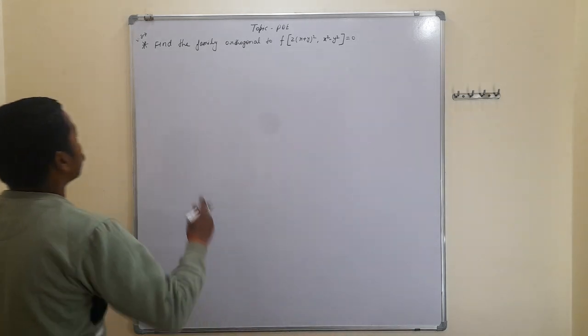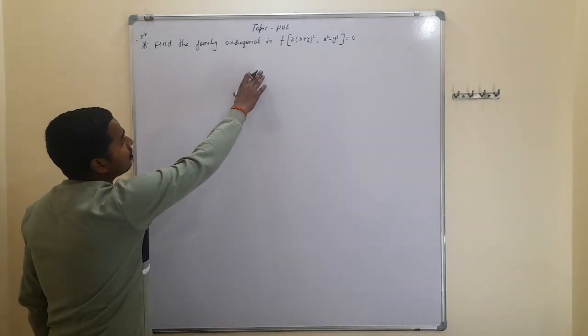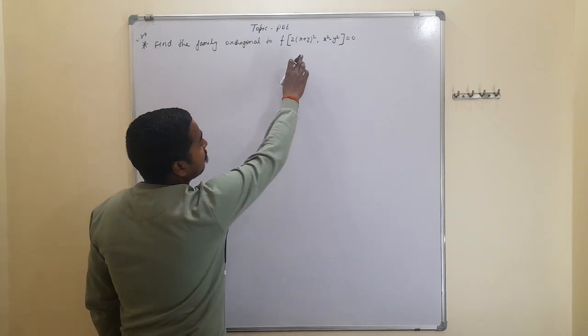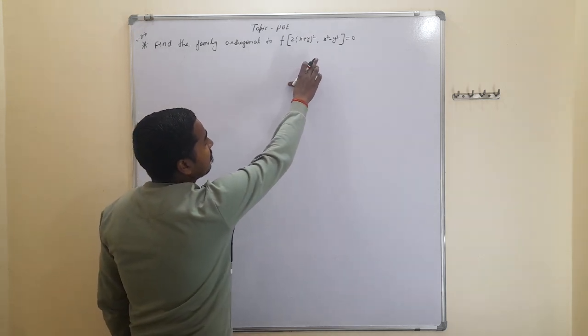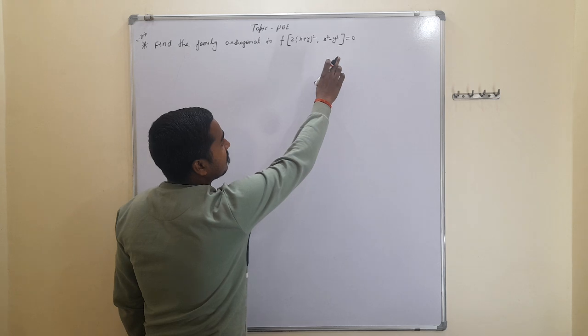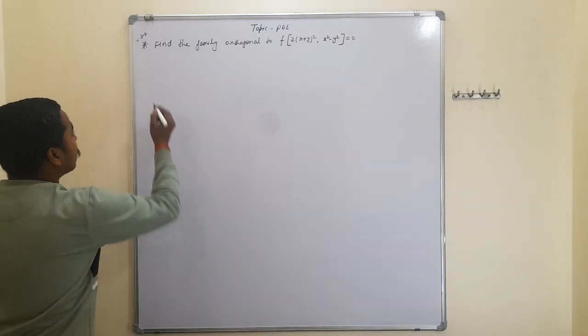Here in the question, find the family orthogonal to the function f of z into (x plus y) whole square comma x square minus y square is equal to 0. Let's solve the problem.